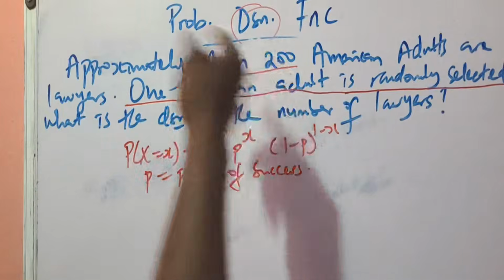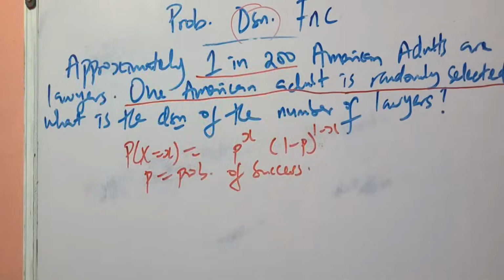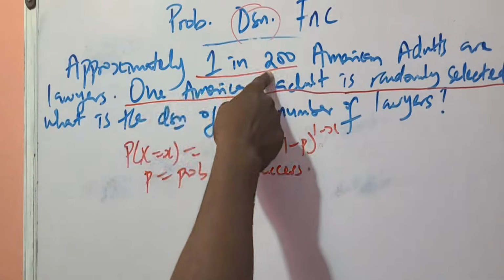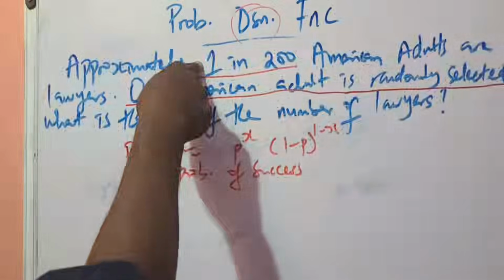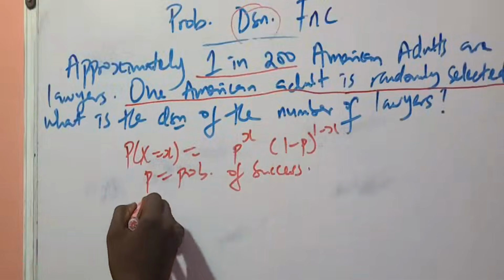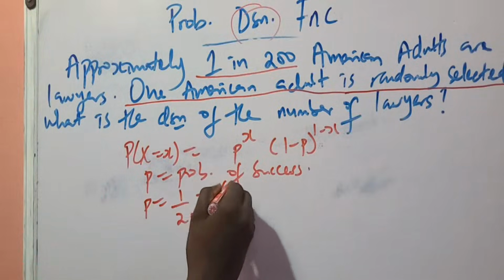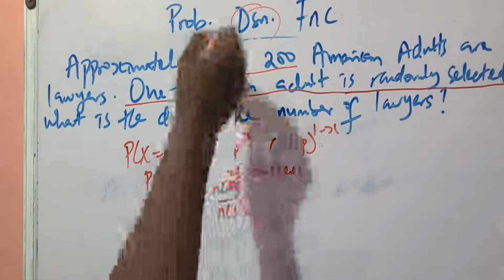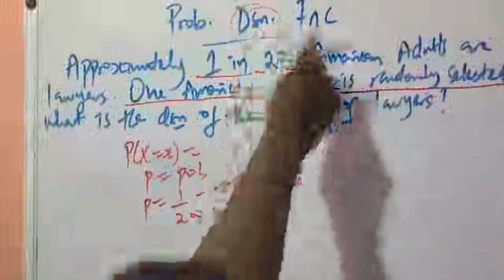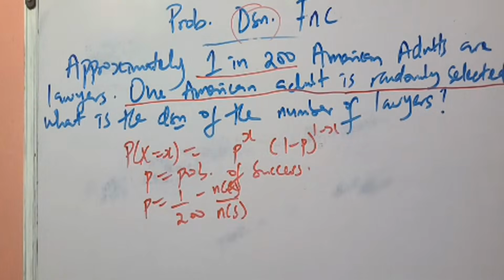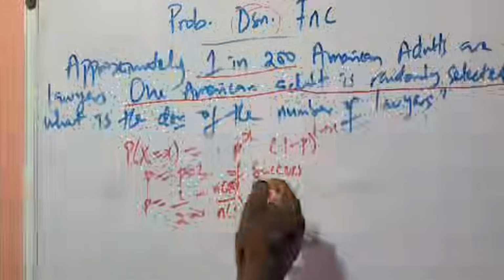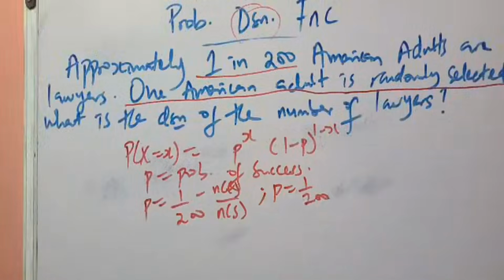1 in 200. Don't forget, number of elements in the event space over number of elements in the sample space. So in a sample space of 200 American adults, the event space of you getting a lawyer is 1. So obviously the probability of success there is 1/200. This is NE, and 200 is NS, because 1 in 200: the sample space, the total number of possible outcomes, in this case is 200. The number of elements in the event space is 1, because they say 1 in 200. All right. Now, so obviously we have p as 1/200. That's where you get it.